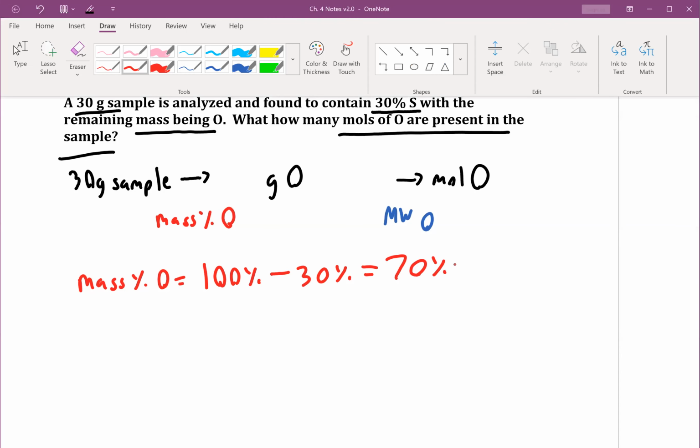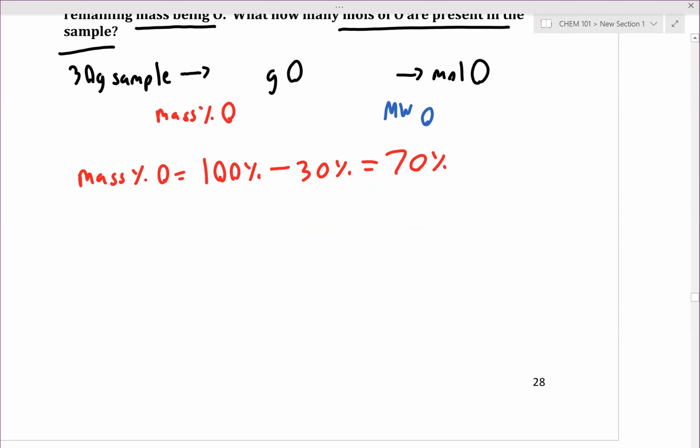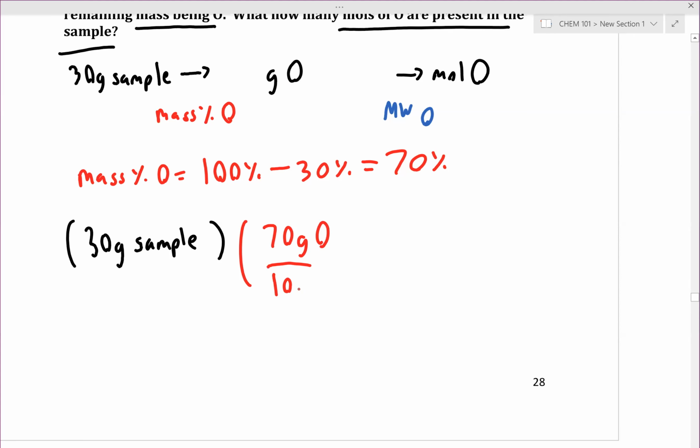We're now ready to execute on our solution for this problem. So we have 30 grams of sample. And if we're going from grams of sample to grams of oxygen, what units need to be on top? Grams of oxygen. So now we have 70 grams of oxygen for every 100 grams of sample.